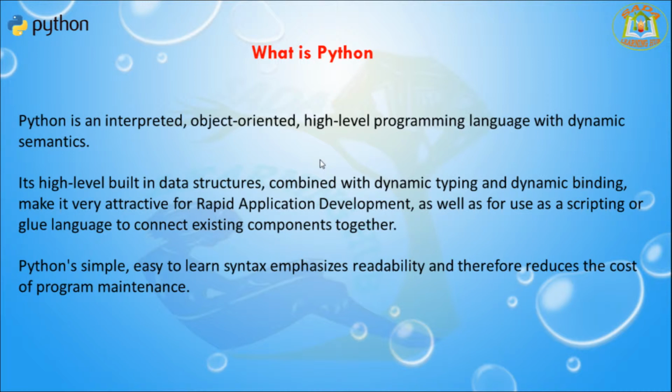Python is an interpreted, object-oriented, high-level programming language with dynamic semantics. It has high-level built-in data structures combined with dynamic typing and dynamic binding. This makes it very attractive for rapid application development, as well as for use as a scripting or glue language to connect existing components together.